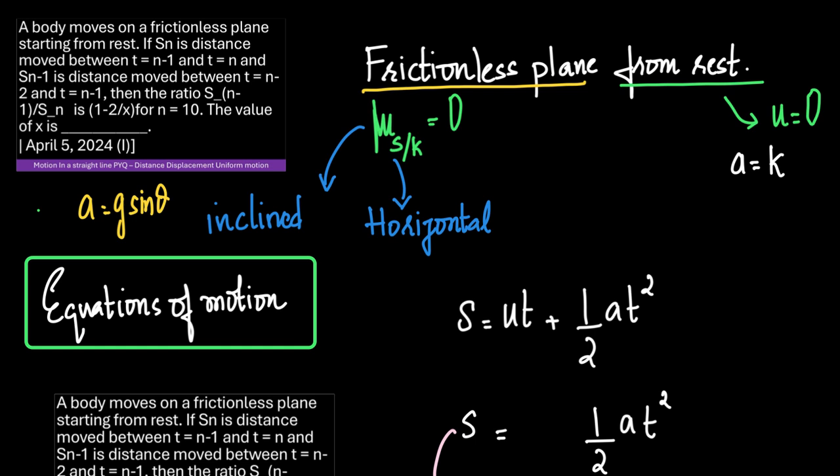So we can use equations of motion here, and we can write that s is equal to ut plus half at square. And since the body is starting from rest, we can say that u is equal to 0, and therefore this term will get eliminated, and what we have is s is equal to half at square. But that's just the base of this.